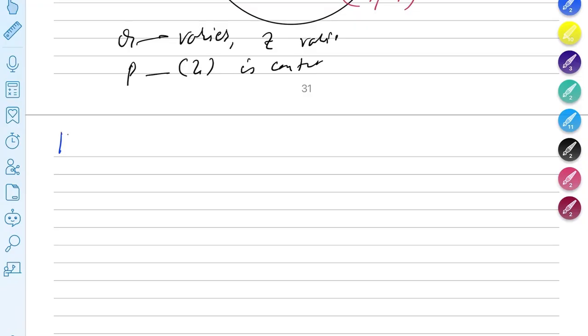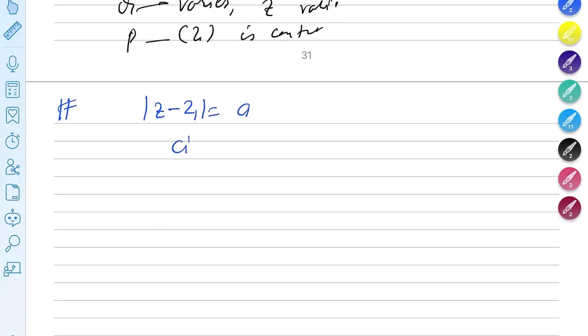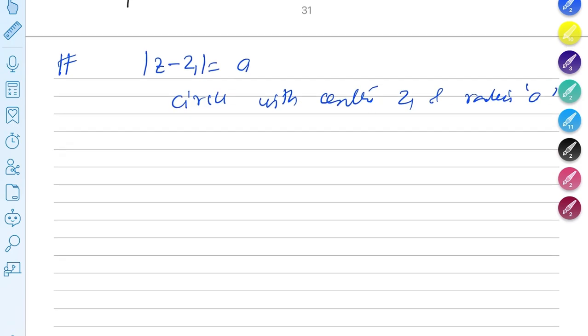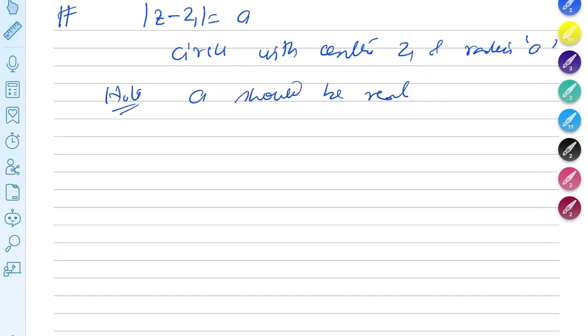One important thing you should note down is that if I say modulus of Z minus Z1 is equal to A, obviously this represents a circle with center Z1 and radius A. But the important thing is that A should be real. If A is not real, it will not represent a circle.